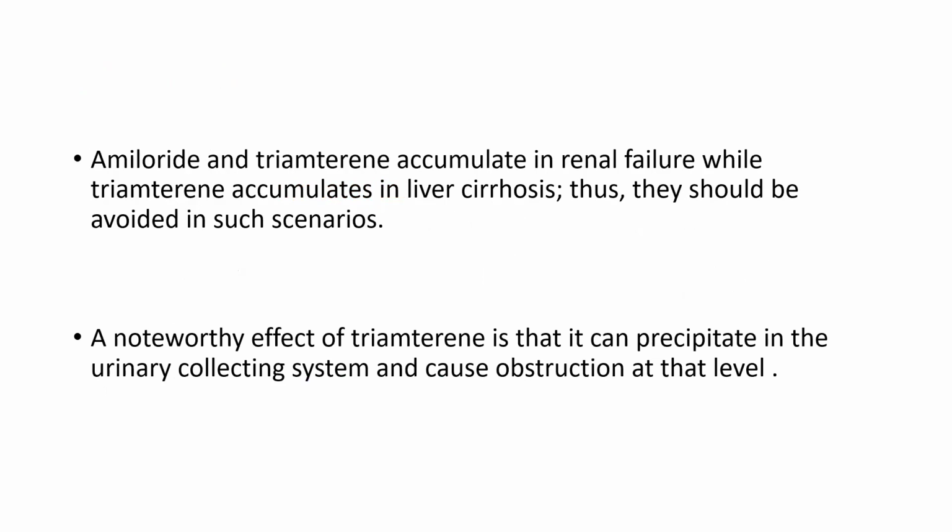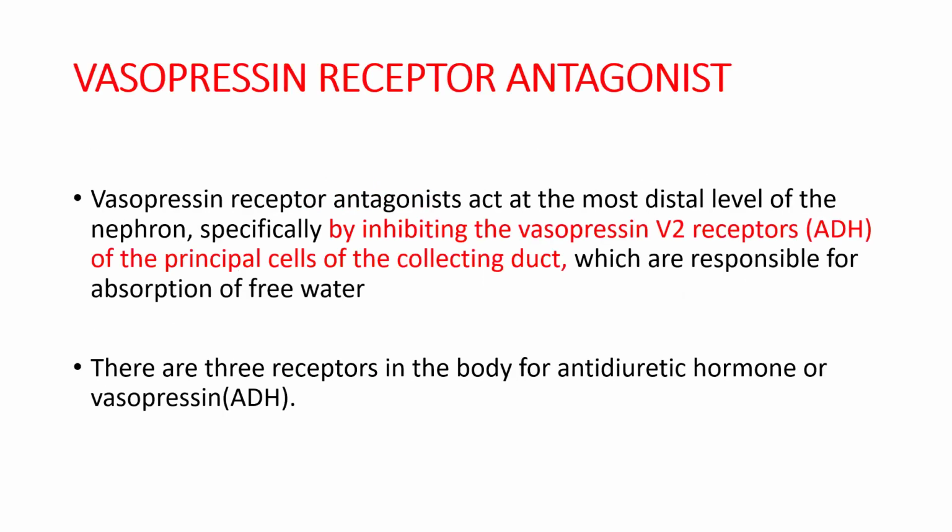The noteworthy effect of triamterene is that it can precipitate in the urinary collecting system and cause obstruction at that time. Now, the next class of drug is vasopressin receptor antagonists. Vasopressin receptor antagonists act at the most distal level of the nephron, specifically by inhibiting the vasopressin 2 receptor of the principal cells of the collecting duct, which is responsible for the absorption of free water.